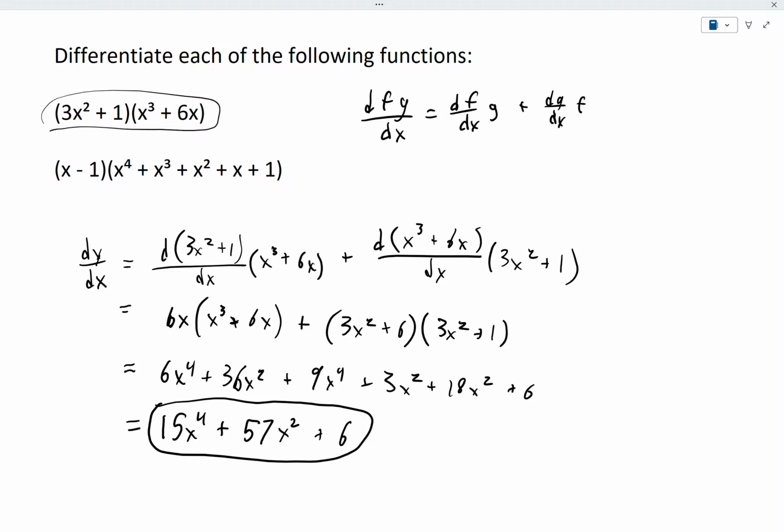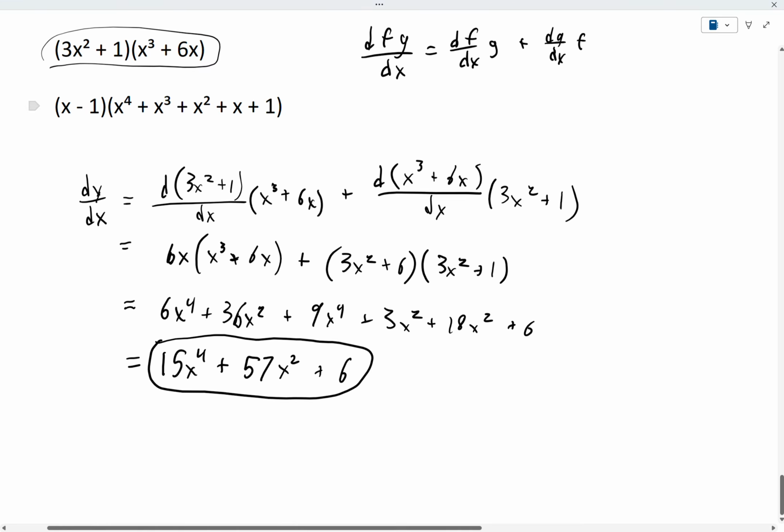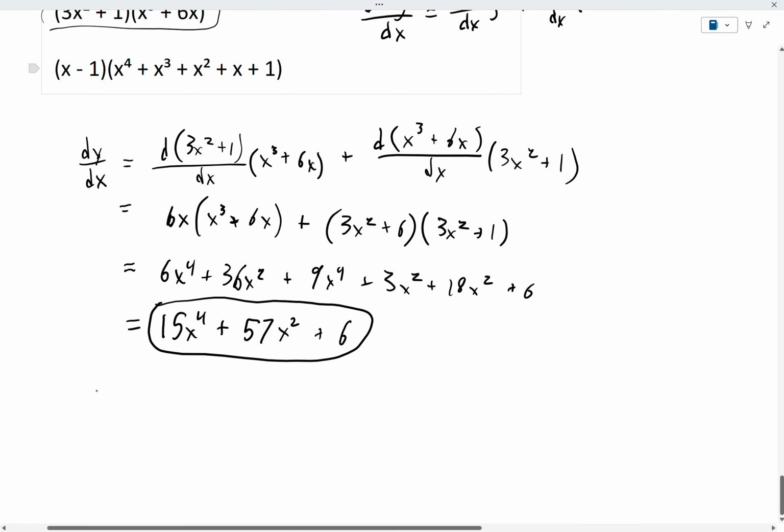And that function could just as easily be found by doing the distribution first and taking the derivative of each individual term. However, for this other function here, the distribution that we would do in the beginning might actually take a little while. So I'll use the product rule once again on this one. We're looking at the second problem now.